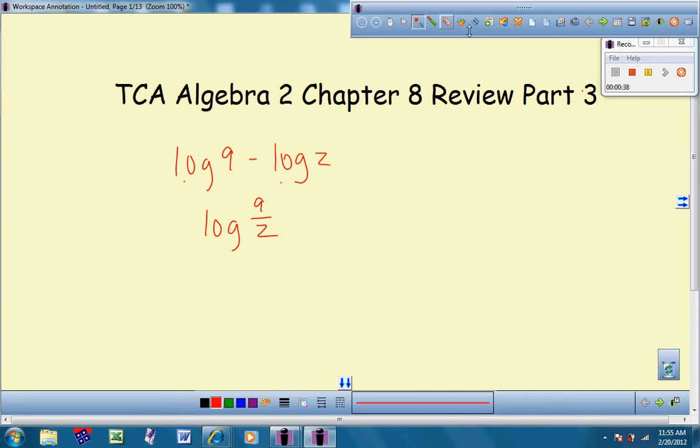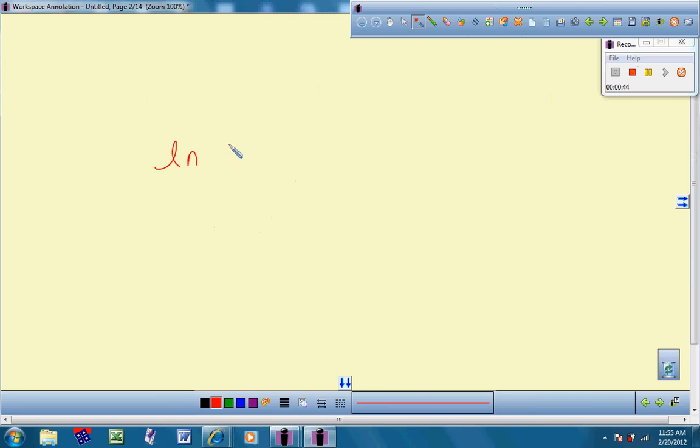Alright, let's go ahead and expand. We're going to make it larger. So let's say we have natural log 3x over 7. Okay, this is division here, so that means when we expand, we're going to have to do some subtracting. So let's just take care of that part first. Let's say natural log 3x minus natural log 7.